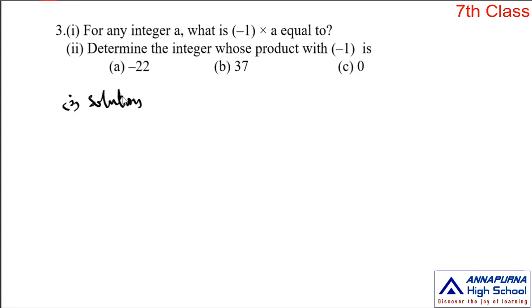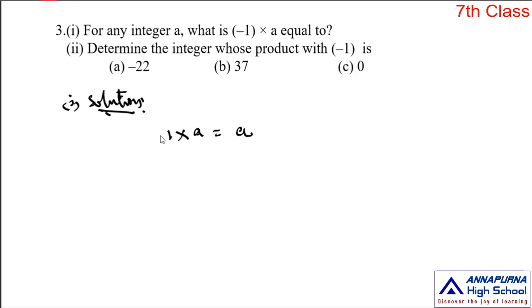So for every problem, it is better to write the solution. We know that one is the multiplicative identity for integers. Of course, one here, minus 1 is there. One is the multiplicative identity for any integer. For example, 1 into A is equal to how much? 1 into A is equal to A only. If you multiply any integer by 1, we get the same integer only.